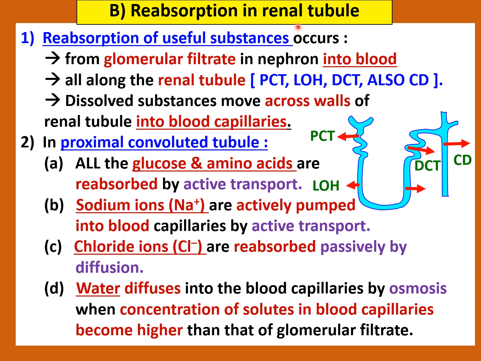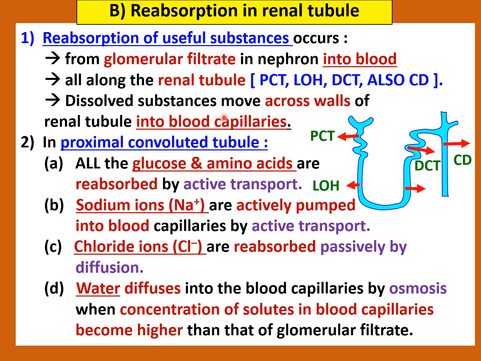Reabsorption in the renal tubule or the nephron. Reabsorption of useful substances occurs from glomerular filtrates in the nephron back into the blood. They came out of the blood, now they're going back into the blood. All along the renal tubule. These are the locations where reabsorption occurs. PCT means proximal convoluted tubule here. LOH is the loop of Henle. DCT is distal convoluted tubule, and CD is the collecting duct.